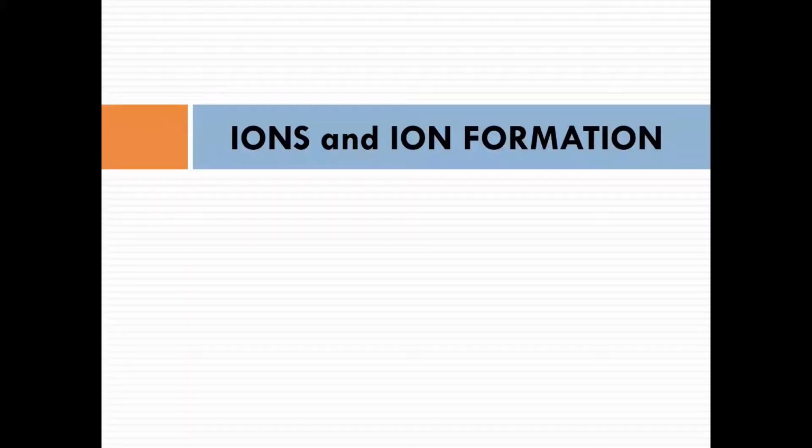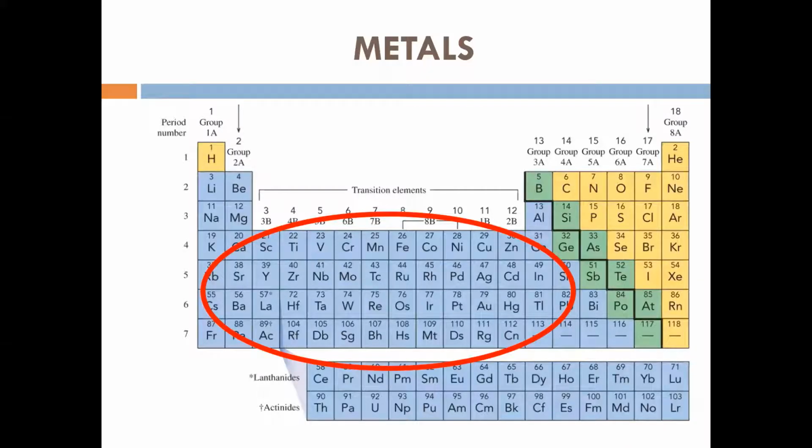So the first thing we're going to do is look at ions and ion formation. It would be really handy if you had a periodic table next to you so you can reference it as we go on. So we're focusing solely on metals first. All of our metal ions are going to form cations, or these positive ions, because they're going to give away electrons.